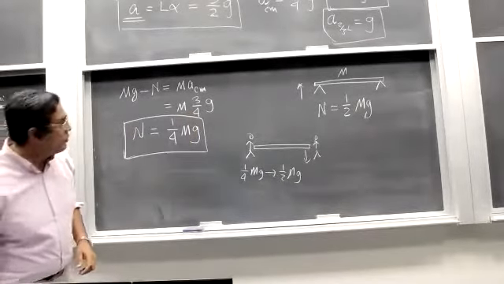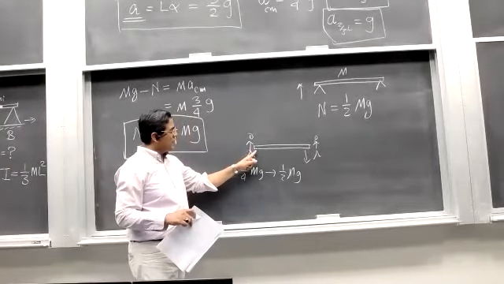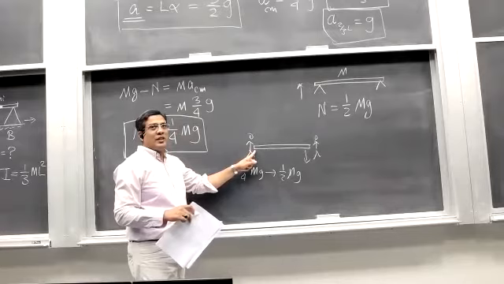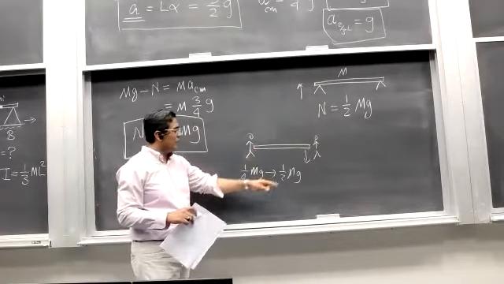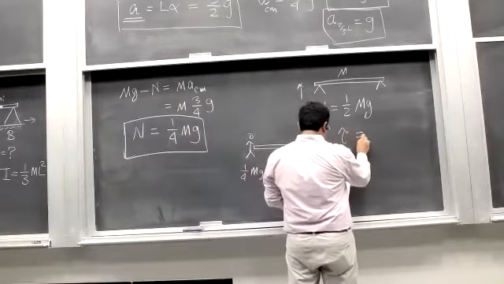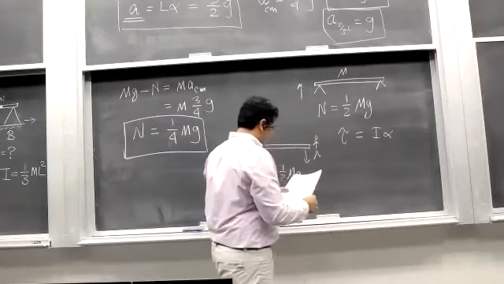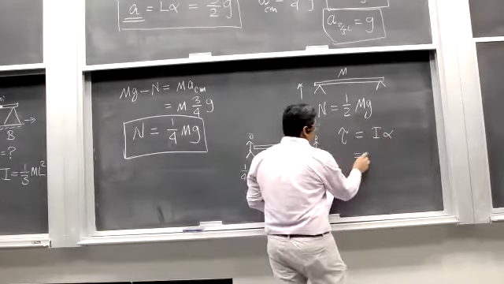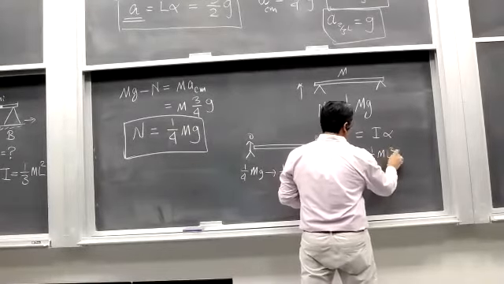And if you want to show that this is not straightforward, that the normal force you need to apply to keep holding this end returns to 1/2 mg, you can simply do this: torque tau is equal to I alpha, and I is 1/3 ml squared.